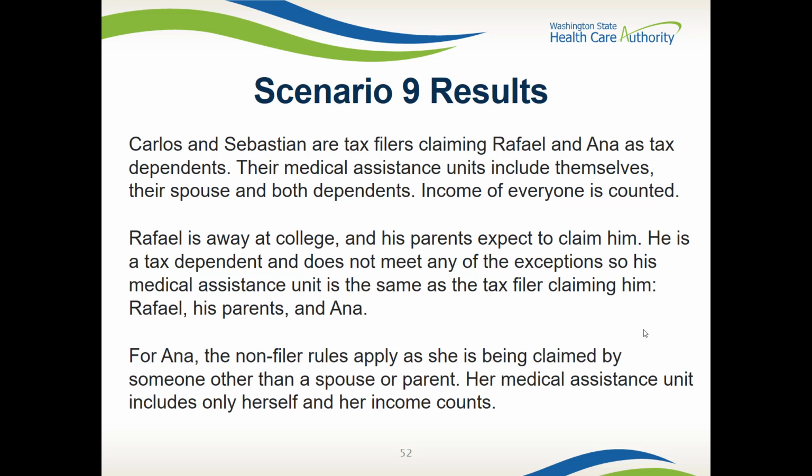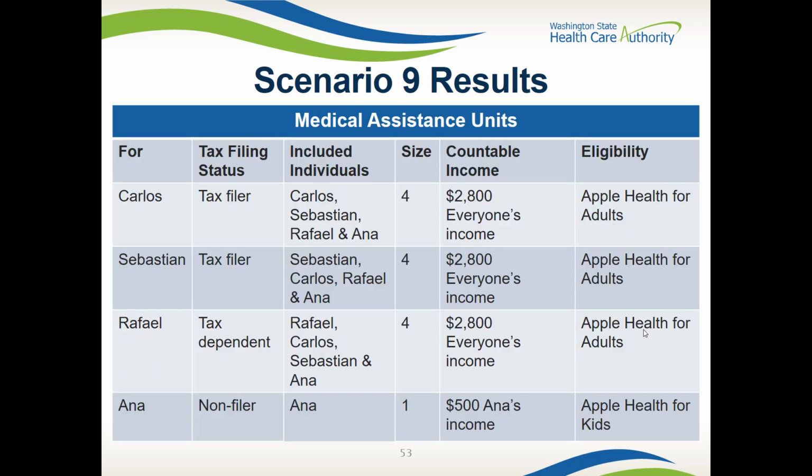For Anna, the non-filer rules apply, as she is being claimed by someone other than a spouse or parent. Her medical assistance unit includes only herself and her income counts. Here are the results for Scenario 9. As you can see in this table, all of them are eligible for Apple Health.